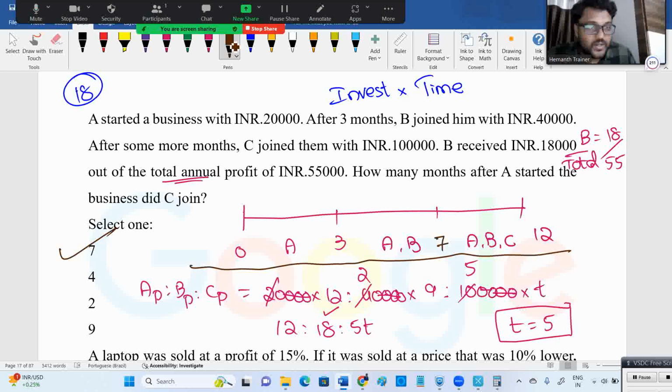Sir, why? Because I want total 55. These are all adding to 55 required. 12 and 18 are already available. B is 18. Total should be 55. 12 plus 18 is 30. I want 25. So T should be 5. So he invested for 5 months, which means he joined after 7 months is the meaning.